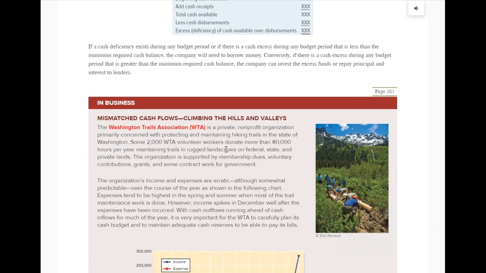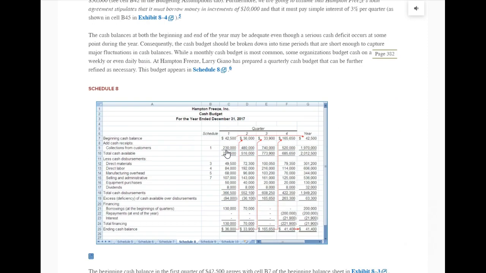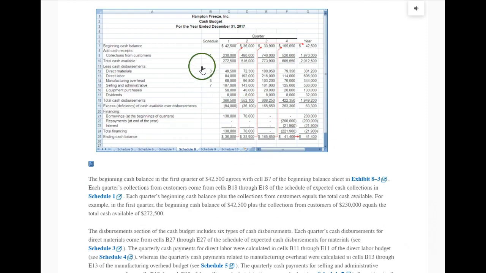And here is the cash budget. Here we go. All right. Now in this one, this was the beginning cash balance from the beginning balance sheet. And then this shows you which schedule we've already prepared and where the numbers come from. If you go back, I won't scroll way up to the top, but if you go back to schedule number 1, you'll see that we determined that we are going to collect $230,000 in the first quarter from customers. So our total cash available is $272,500.